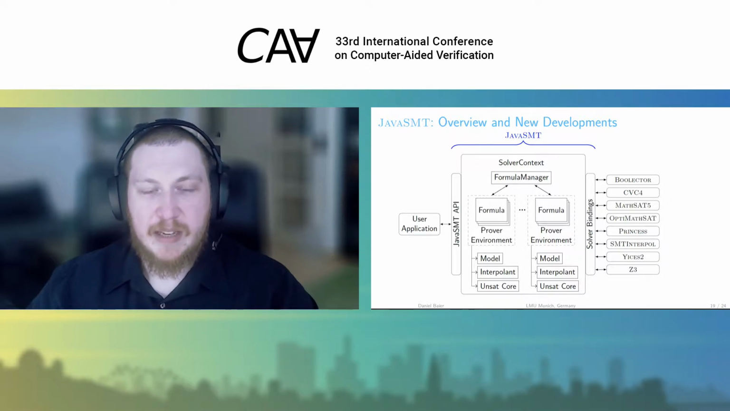After a check for satisfiability, the prover environment can return a model, an unsat core, or an interpolant for a given query. A formula created by a formula manager can be used and solved in several distinct prover environments. Further, as long as a solver supports it, JavaSMT allows concurrent usage of several solver contexts and even multiple prover environments inside a single context.